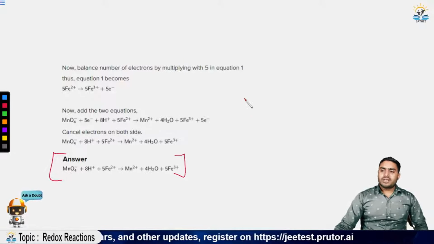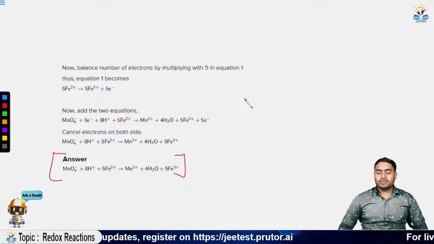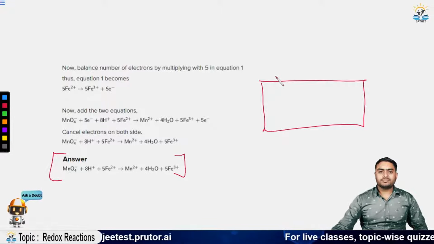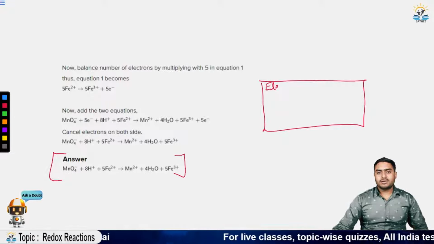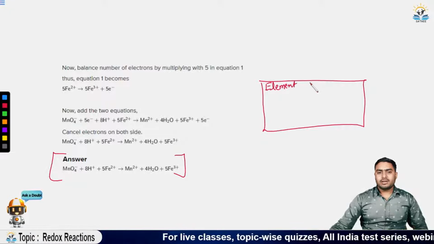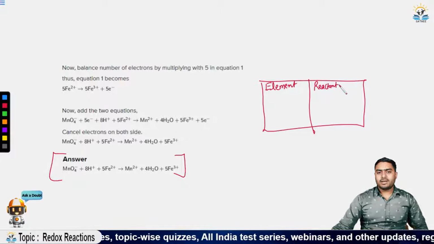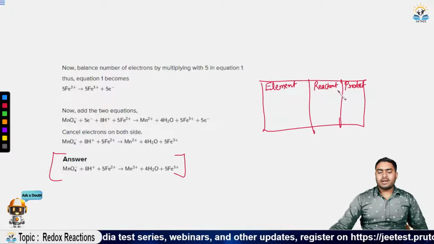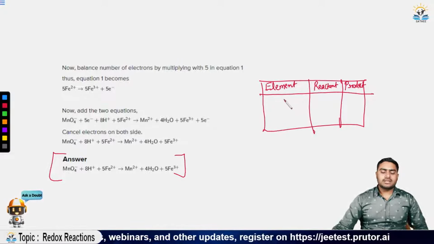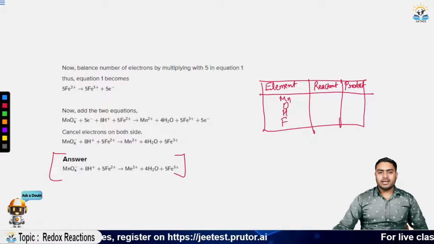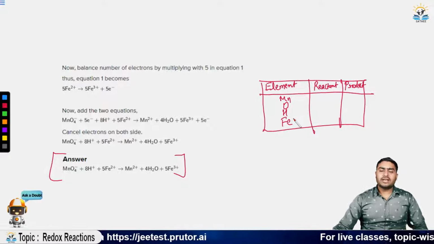After balancing, the final step will be to check the number of atoms and the total charge. So here I am writing element, then reactants, then products. The elements are Mn (manganese), oxygen, hydrogen and iron. These are the elements present on the reactant side and product side.